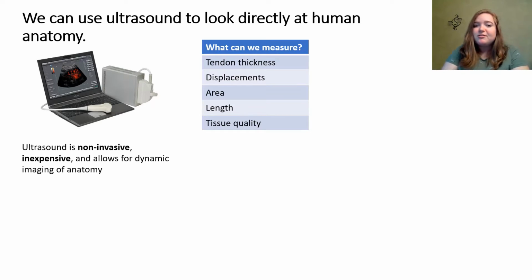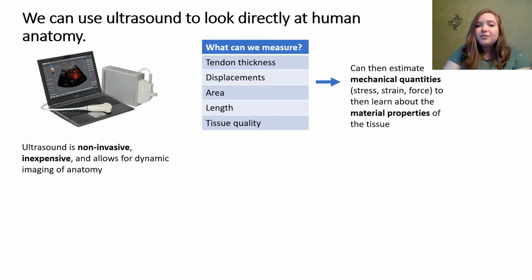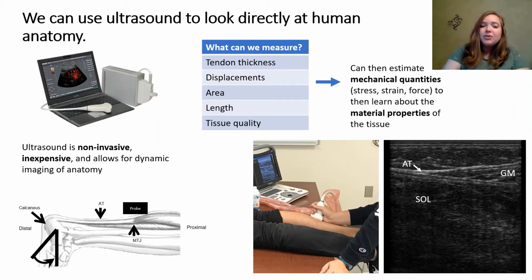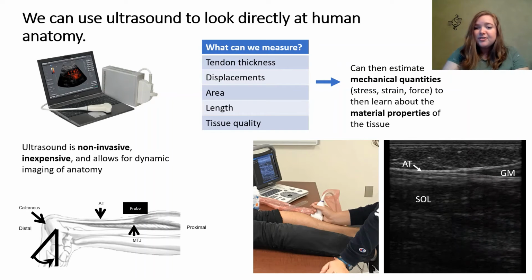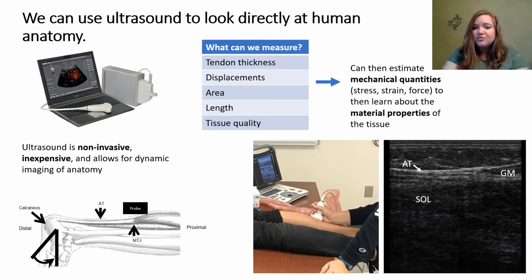So what can we measure? We can measure tendon thicknesses, displacements, areas, lengths, and even get an idea of tissue quality. From all of these, we can then estimate the mechanical quantities of stress, strain, and force to learn about the material properties of the tissue. An example would be tracking the muscle-tendon junction between the Achilles tendon and the gastrocnemius, or your big calf muscles, across ankle angles and watching that displacement.